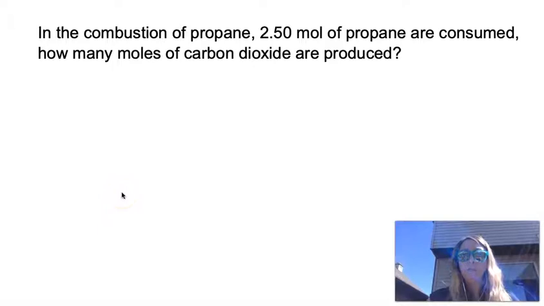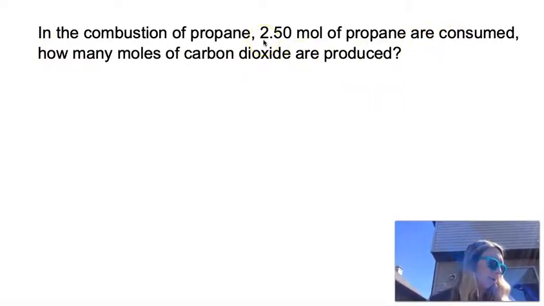Okay, so let's have a look at a couple of different types of examples. I'll kind of show you an example of each type. So the simplest type of gravimetric stoich just involves converting moles to moles. So in this example, it says in the combustion of propane, 2.50 moles of propane are consumed. How many moles of carbon dioxide are produced?